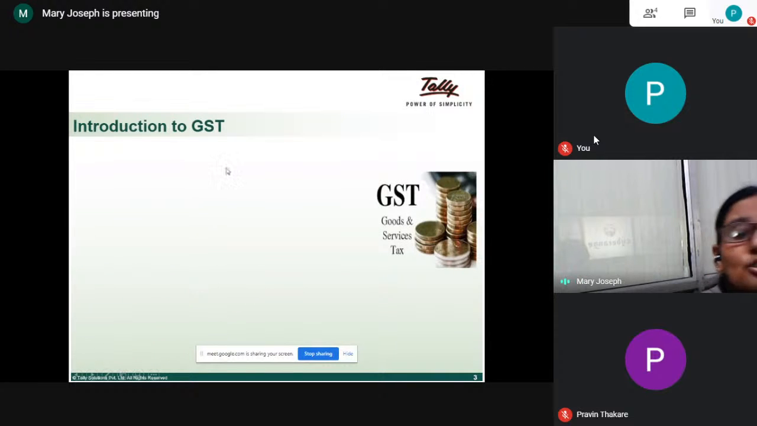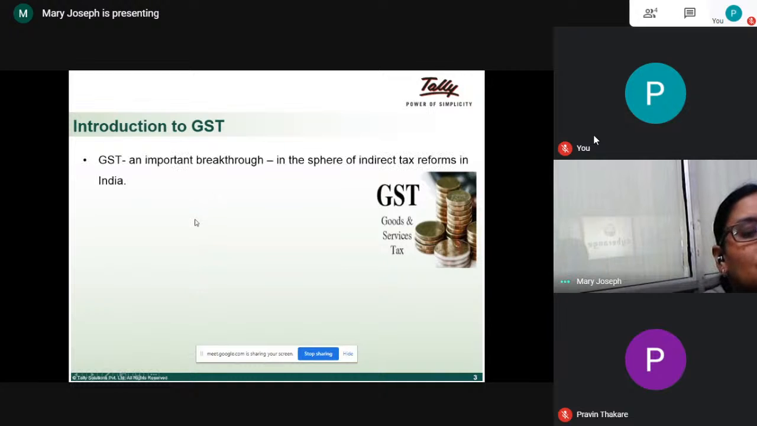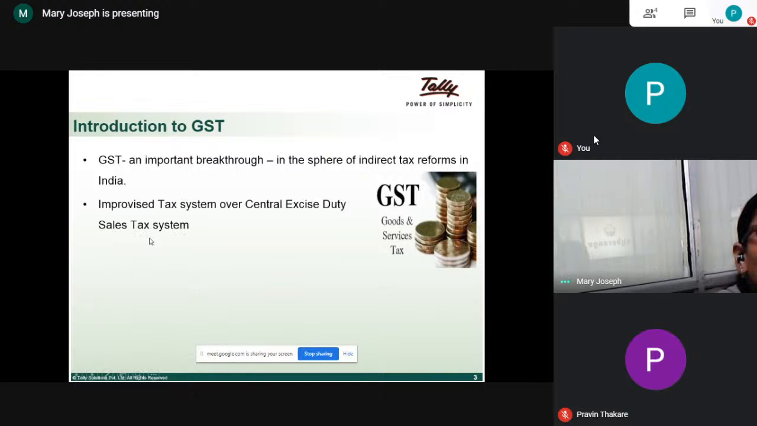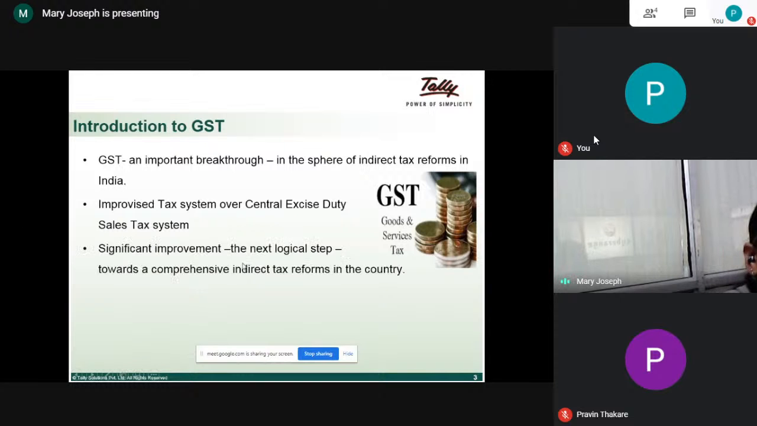First is introduction to GST. What is GST? GST is an important breakthrough in the sphere of indirect tax reforms in India. It is an improved tax system over the central excise duty and sales tax system. It is displayed as an improved version. Significance: it is the next logical step toward a comprehensive indirect tax reform in the country.